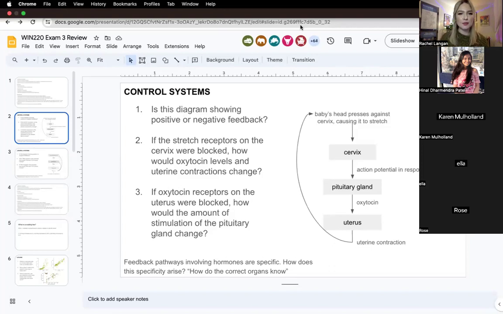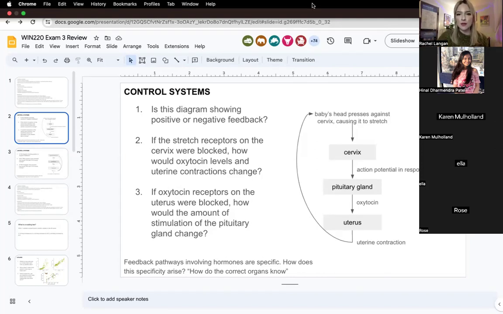So here's an example. Is this diagram showing positive or negative feedback? So first of all, what do those two things mean? Both of them refer to when a change happens and then some kind of response occurs in the body. If a change happens and the response is to keep going in that same direction of the initial change, that's positive. If a change happens and the response is to work against that change, that would be negative feedback.